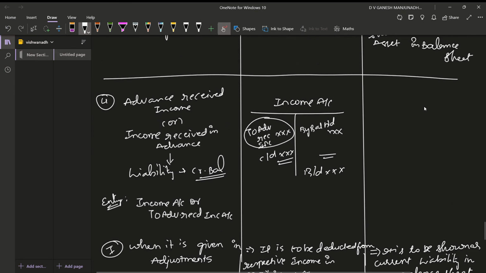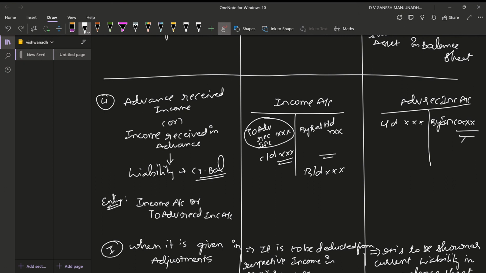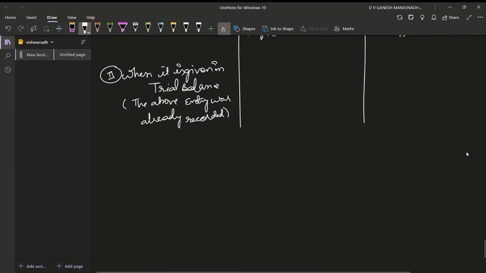Okay, but let us now see the advance received income account. Where is the advance received income account? In advance received income, to advance received income, so here by income account, and the carried down balance here, brought down balance here, that would be showing as a credit balance, which is a liability. That means we should not do anything when it is given in the trial balance.